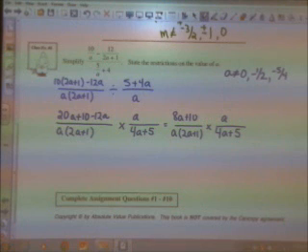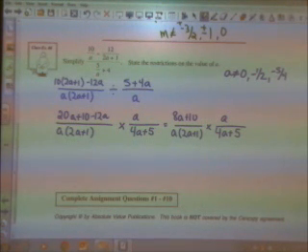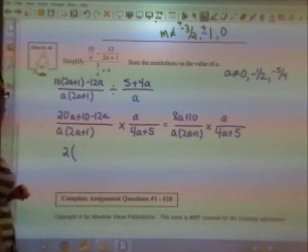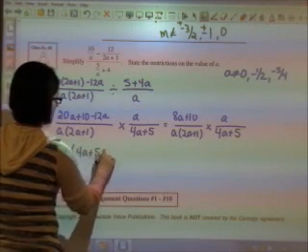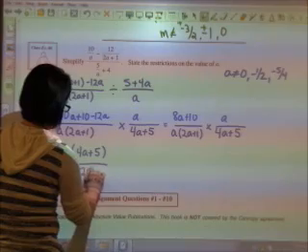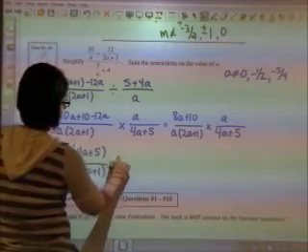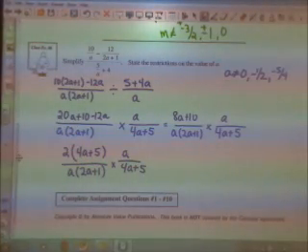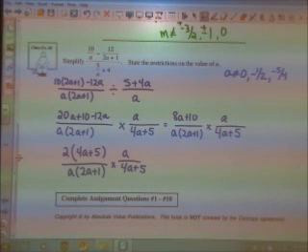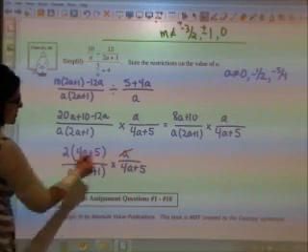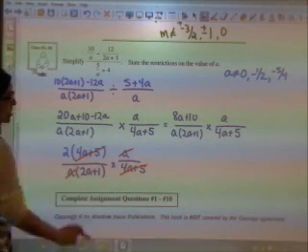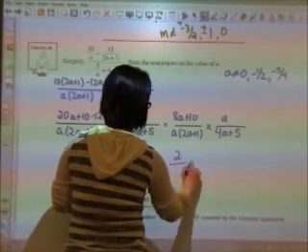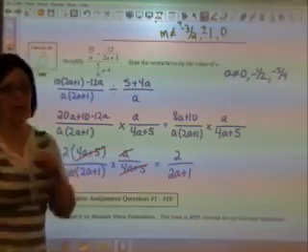What could I do next? You can factor out a 2 from the 8a plus 10. And when I take out a 2 from the 8a plus 10, I'm left with 4a plus 5, and everything else is in its factored form. Now that I have everything completely factored, I can cross out my common factors. So a crosses out with a, and 4a plus 5 crosses out with 4a plus 5. And I get 2 over 2a plus 1.